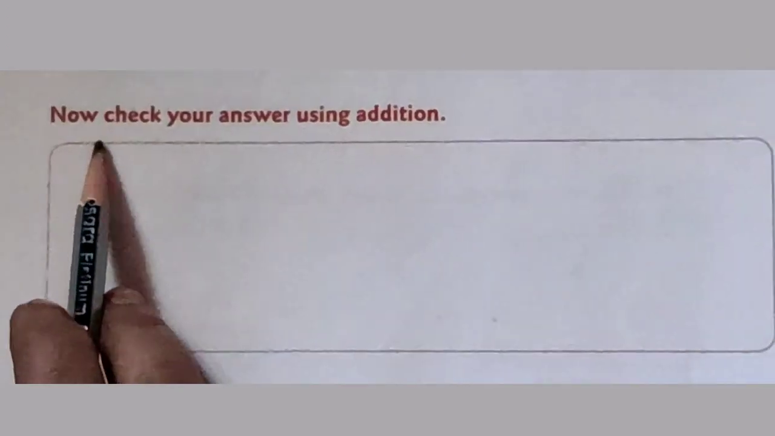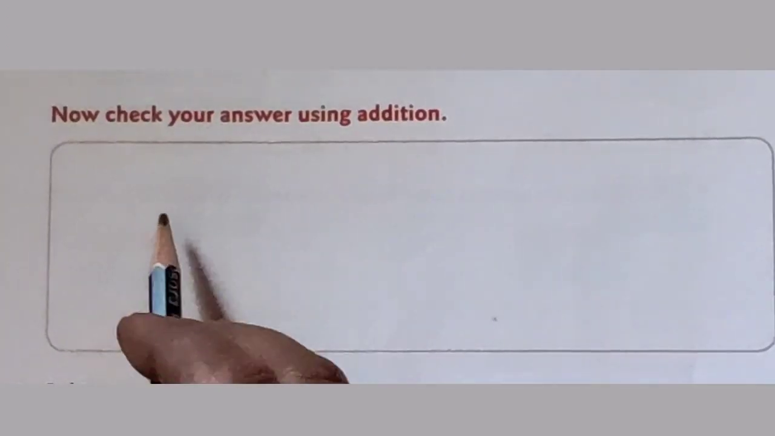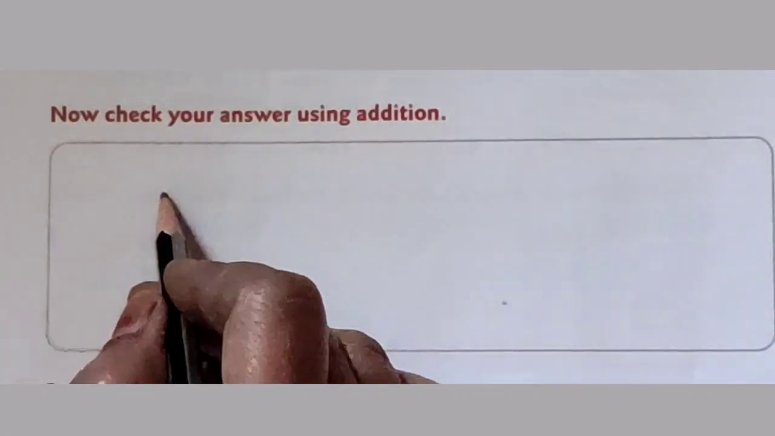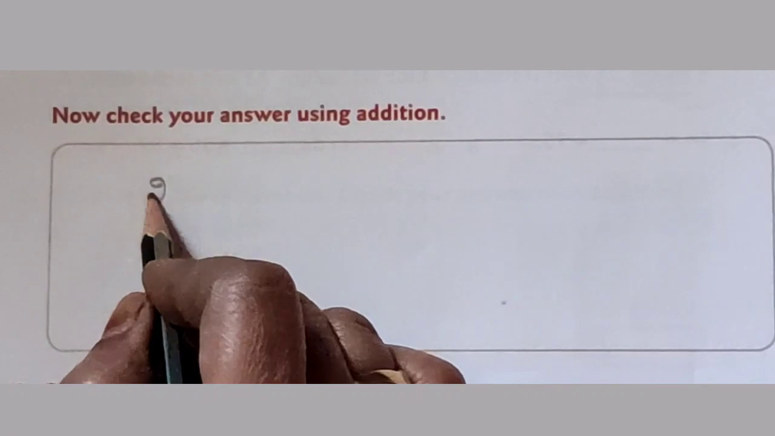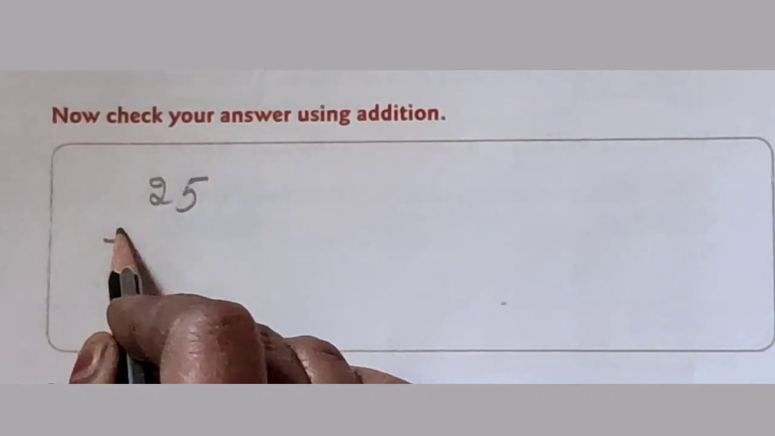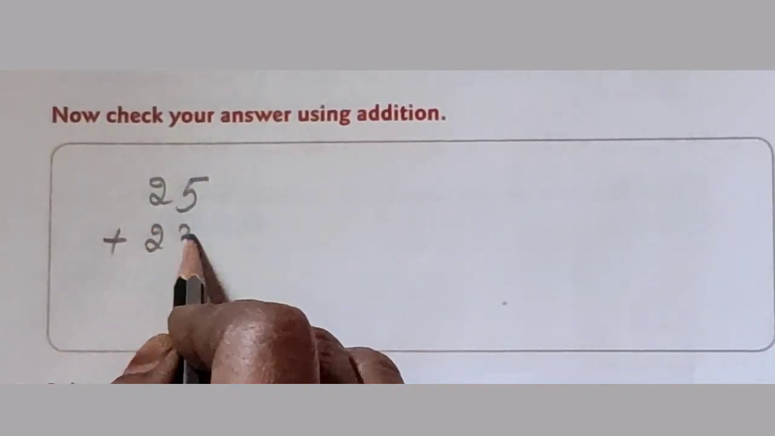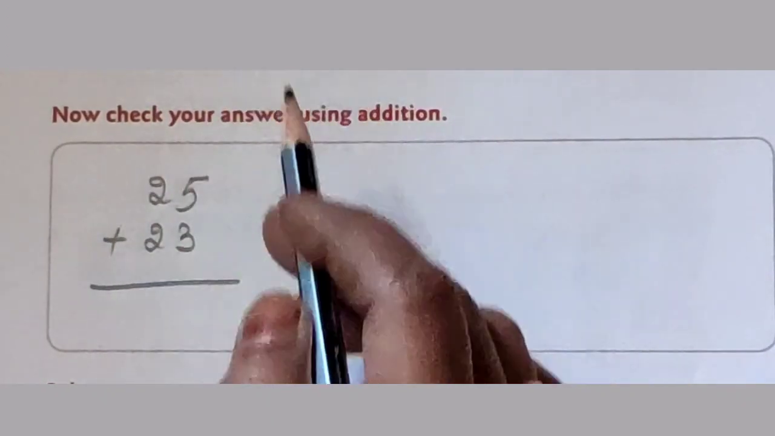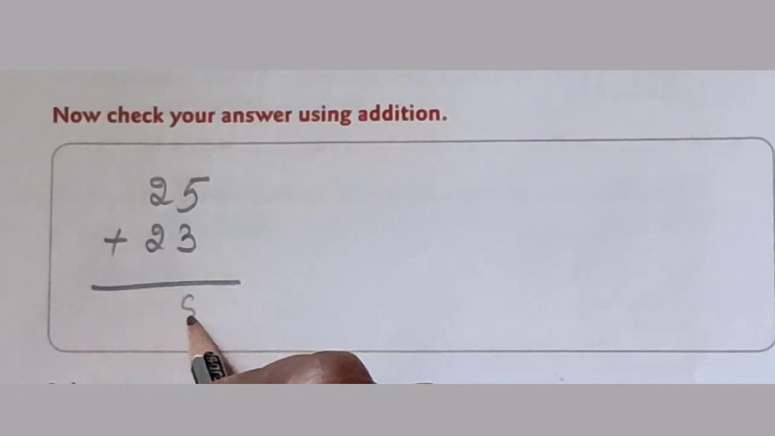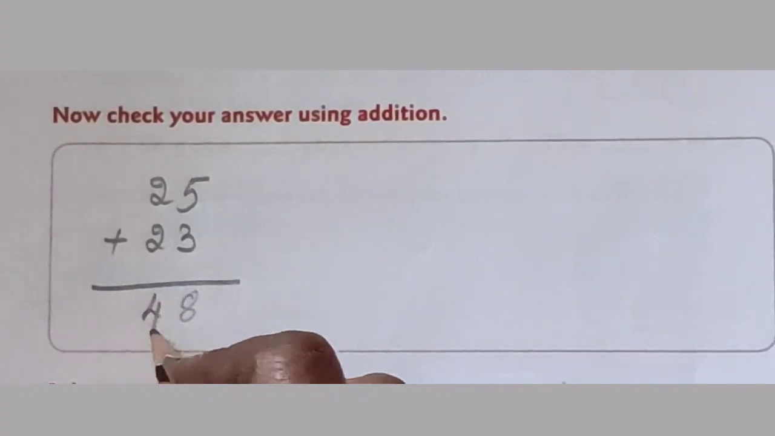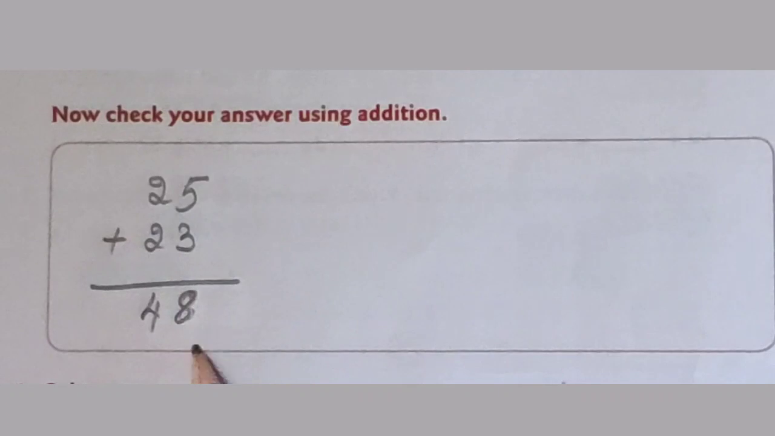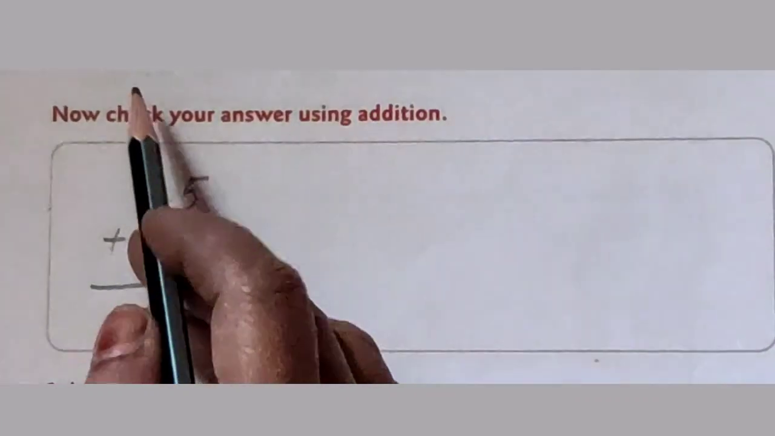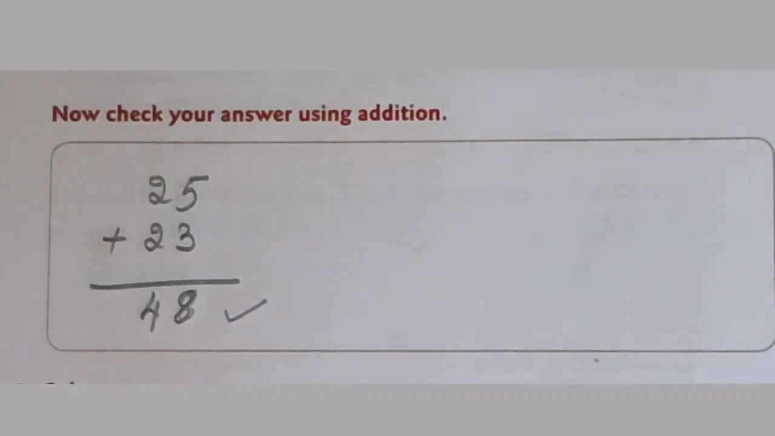Now you have to check your answer using addition. So you have to write this subtrahend and this difference here in the box and add. So 25 plus 23. You have to get the minuend 48. 5 plus 3 is 8. 2 plus 2 is 4. So did we get the minuend 48 or not? Here 48, here also 48. So our answer 23 is correct.